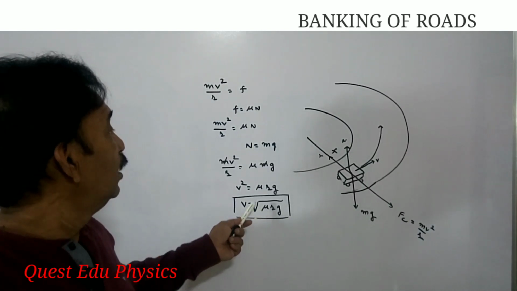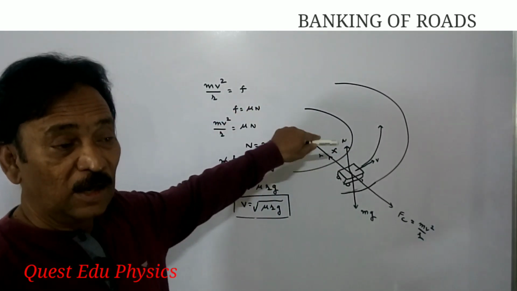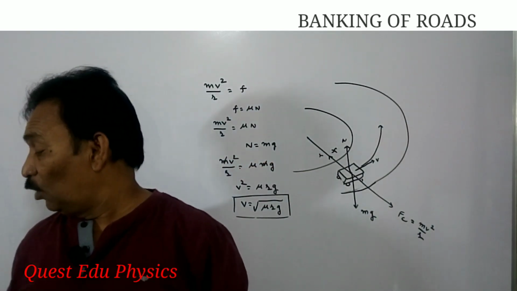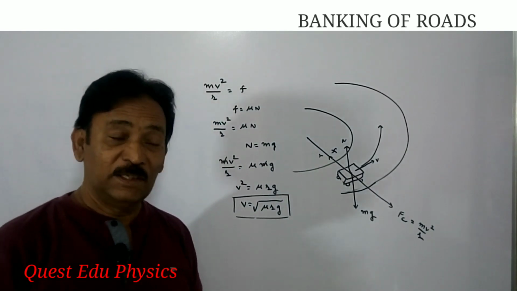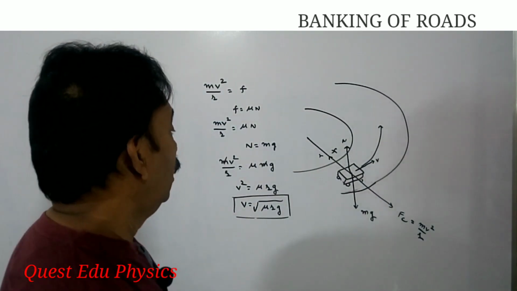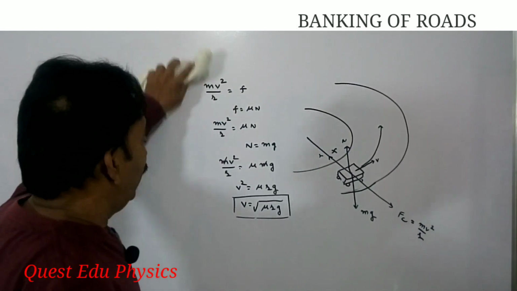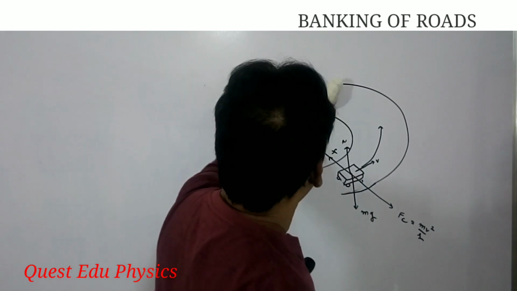Okay students, it is the normal case. That means we are negotiating a curved path, but if the road is banked, then what could be the velocity, and what parameters are involved to avoid the turning down of the vehicle? We will learn.